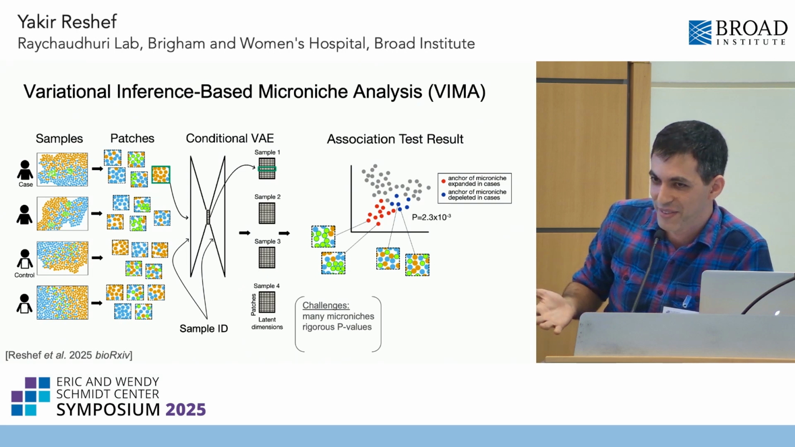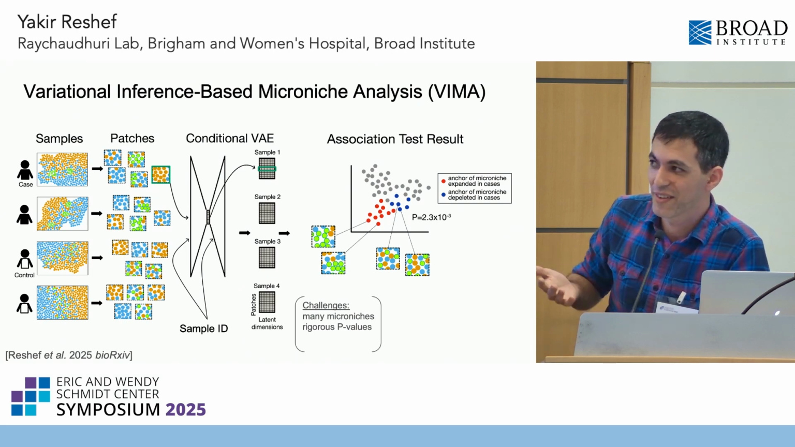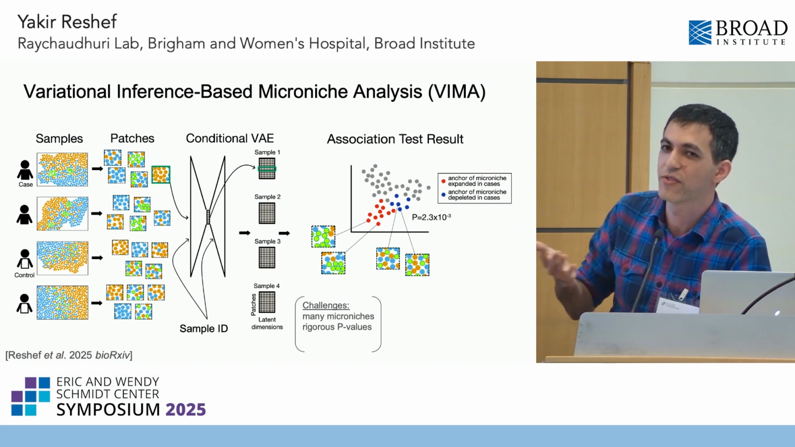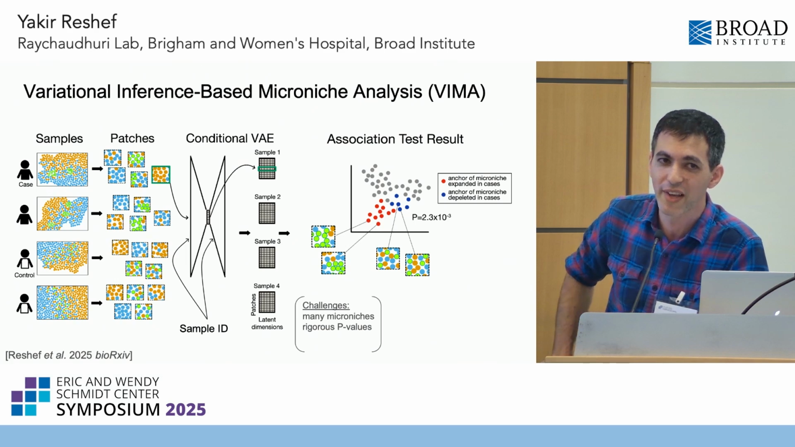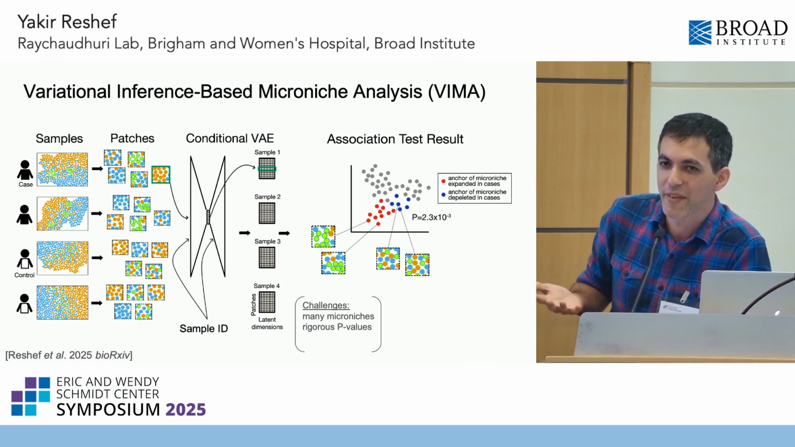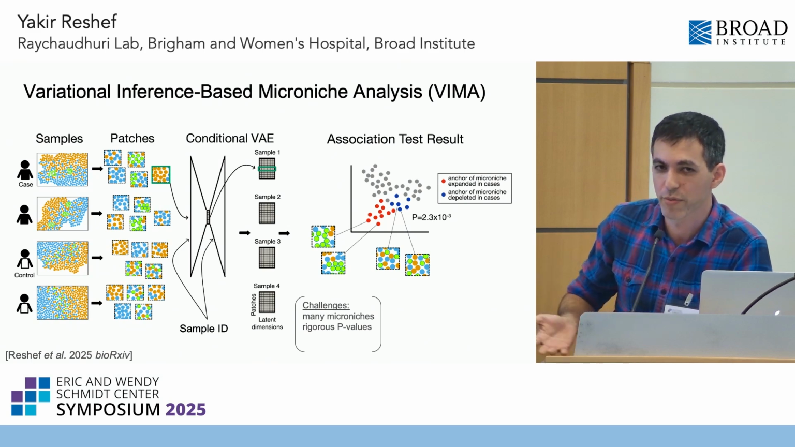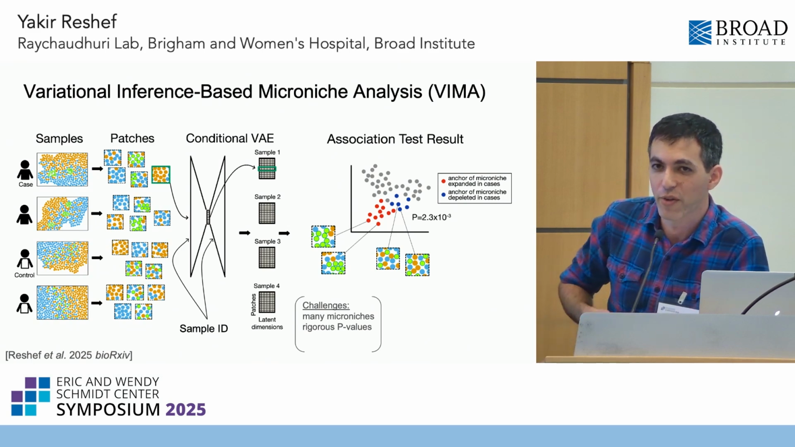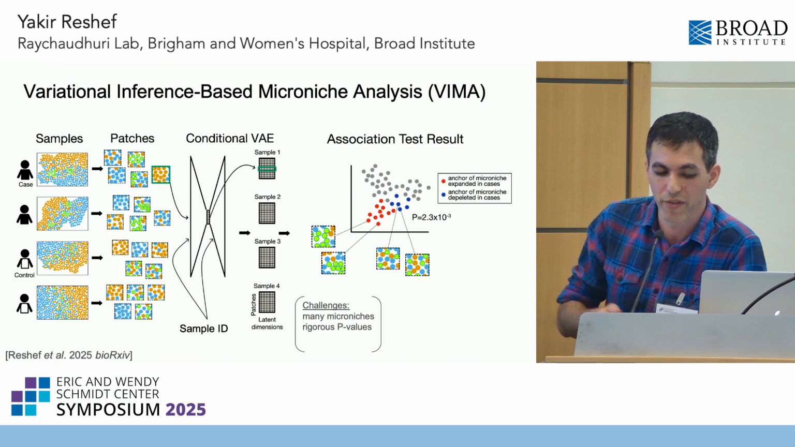There are a lot of technical details I'm eliding here. For instance, you have to contend with the fact that there's usually tens of thousands or more of microniches. This can hurt statistical power because it makes things really high dimensional. You also have to think about how to get rigorous p-values in a way that accounts for the existence of technical replicates, which are very common in spatial data, and also the possibility of other sample level confounders that you might want to correct for.